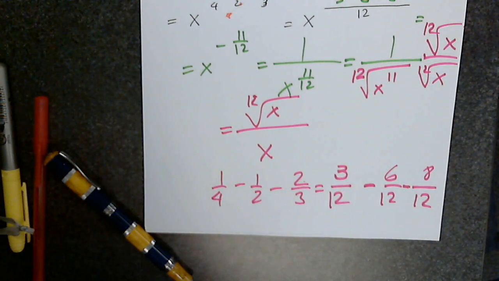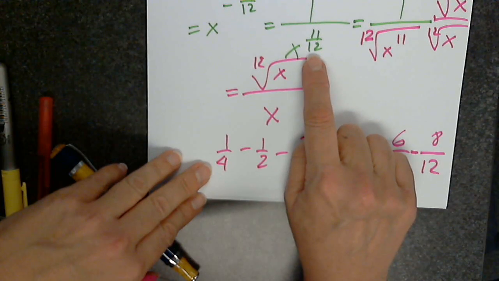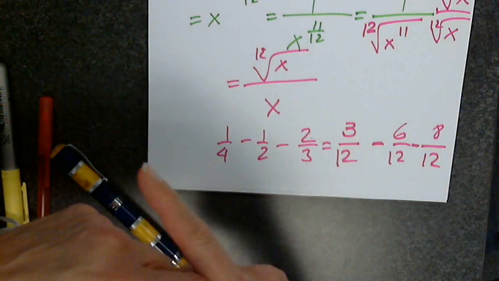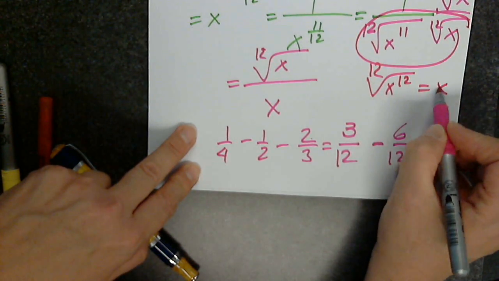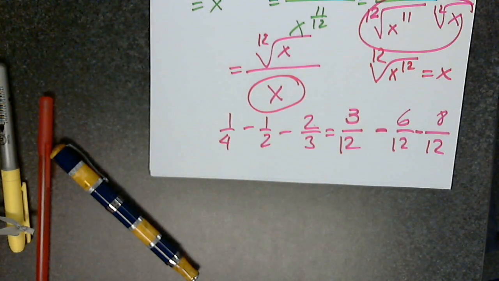Yes, please. Where did the x to the 11 go? You mean this one? No, the other one. This one? No, this one? Yeah. It didn't go anywhere. We multiplied these two, and we got the 12th root of x to the 12th, which is x. We rationalize the denominator. It's there. Okay.